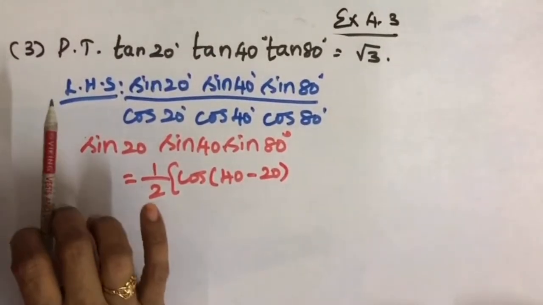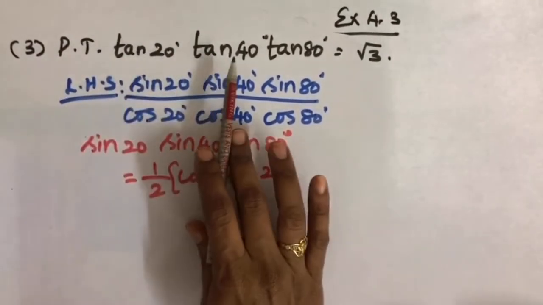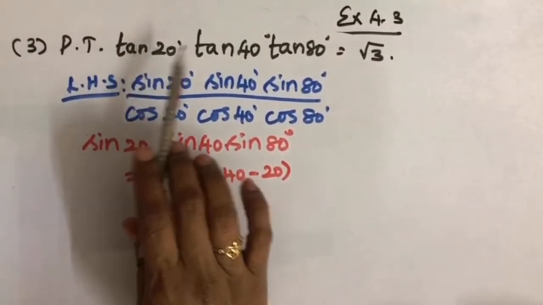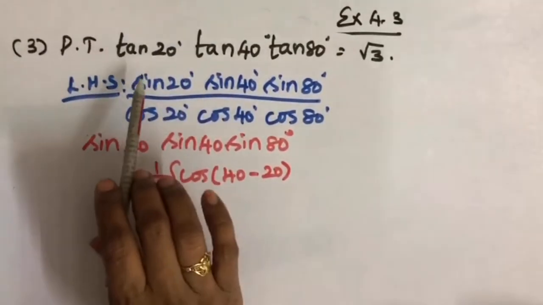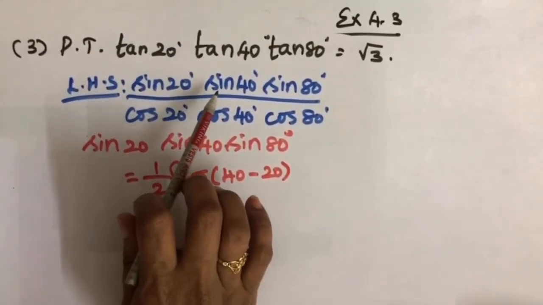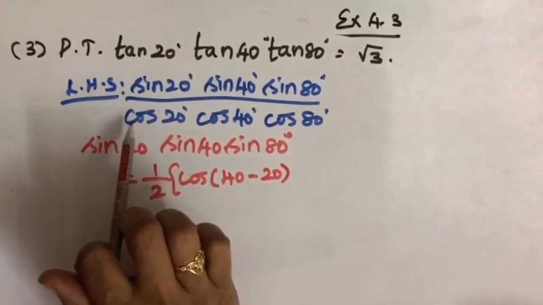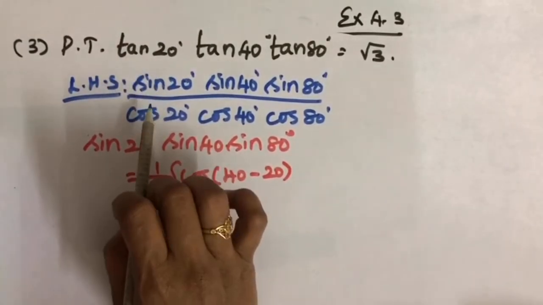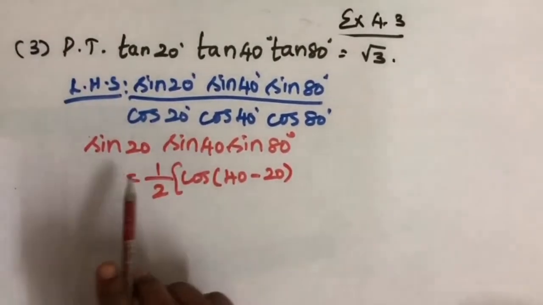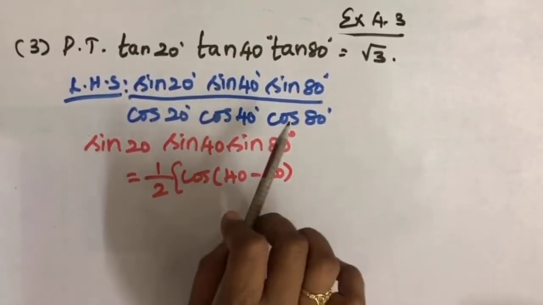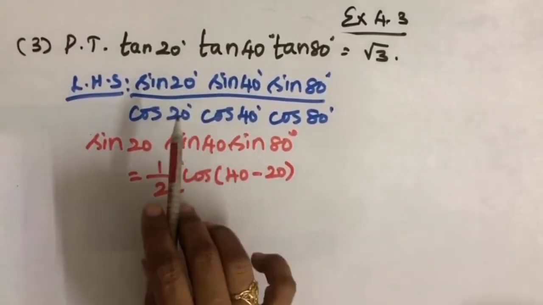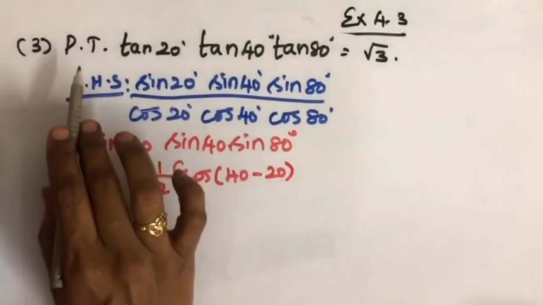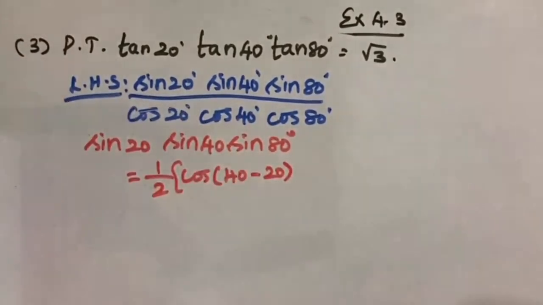Second part in the third problem: prove that tan 20 tan 40 tan 80 is equal to root 3. I take the left hand side, tan 20 tan 40 tan 80. I write it as sin 20 sin 40 sin 80 divided by cos 20 cos 40 cos 80, since tan can be written as sin by cos, isn't it? Now, cos 20 cos 40 cos 80: just now we have solved this in the previous part. In the first part we found the value of the denominator.